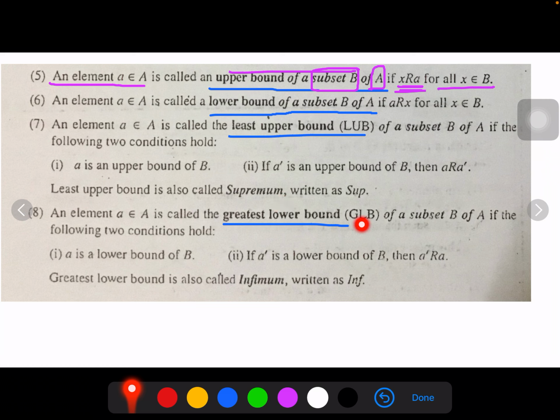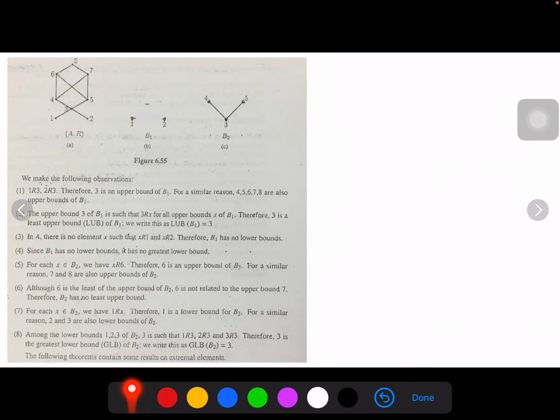And the greatest lower bound definition is that it has to satisfy two conditions. a is said to be the greatest lower bound. First it has to be a lower bound. Fine. Now among all the lower bounds, all other lower bounds should be related to a. That means all these are below a. Then this becomes the greatest lower bound among the lower bounds. Okay, that is the difference. It's called the infimum.